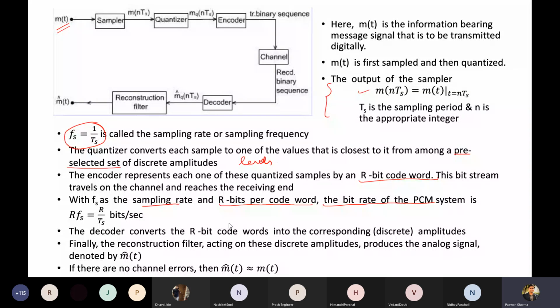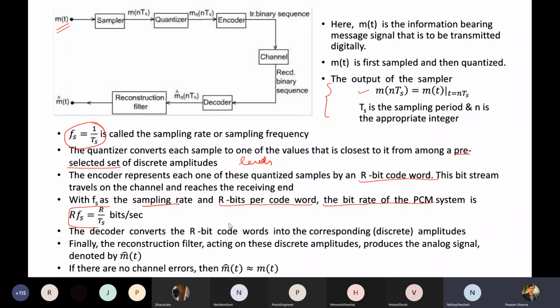Why is it so? Because each level we are representing with a particular code word, and that code word takes a particular number of bits. So for every sample which you take at the sampling rate, you have that number of bits per code word. Okay, are we good? Yes, sir.